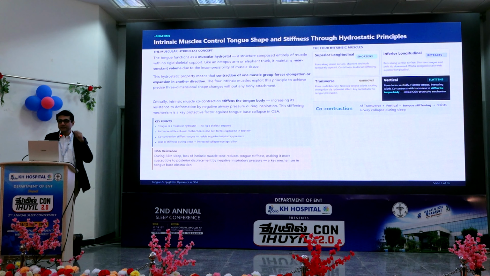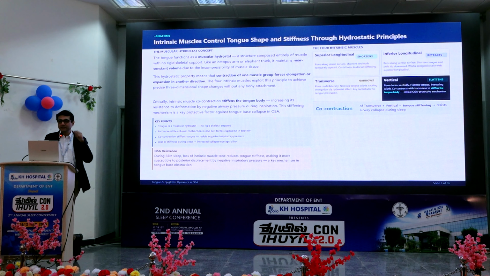The transverse muscle as well as the superior longitudinal muscle shorten the tongue. The superior longitudinal runs along the dorsal surface, shortening and curling the tongue tip upward. The inferior longitudinal muscle retracts the tongue. The transverse muscle narrows the tongue. The vertical muscle flattens the tongue. Along with the transverse muscle, the vertical muscle maintains tongue stiffening, which is very important. These two muscles are very important to maintain airway stability as well as tongue tone during sleep.